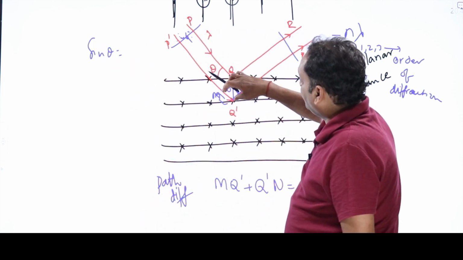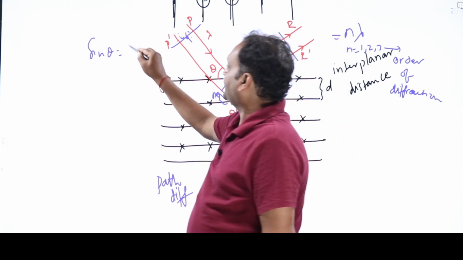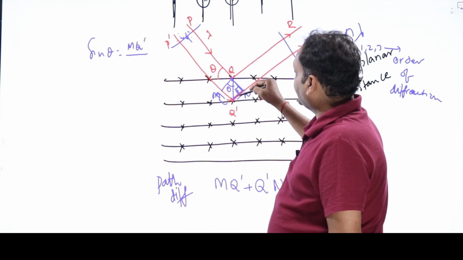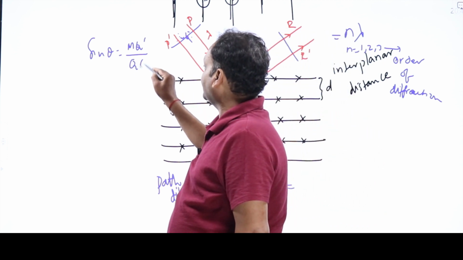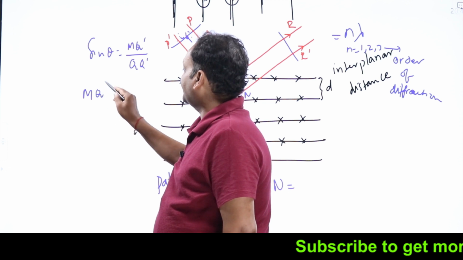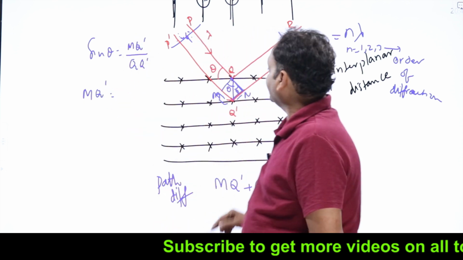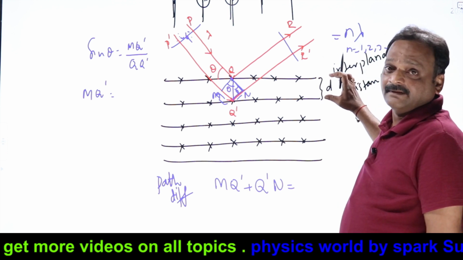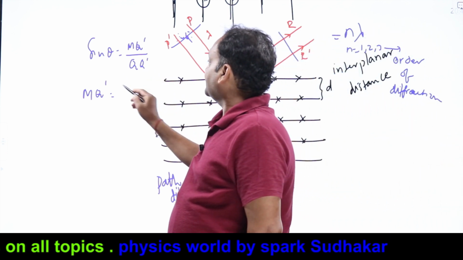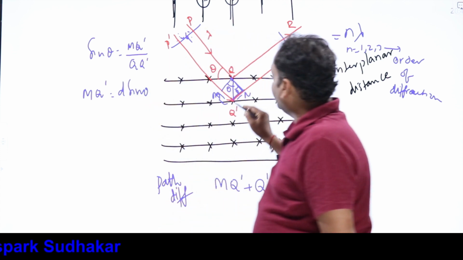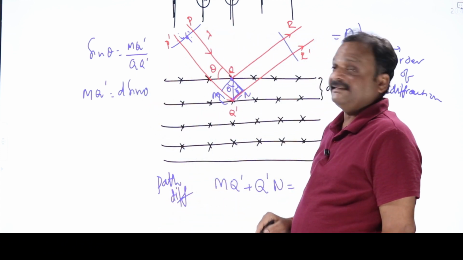Sin theta equals the opposite side over the hypotenuse, that is MQ dash by Q dash, where the hypotenuse is nothing but Q dash. So what is MQ dash equal to? MQ dash equals Q dash into sin theta. What is this Q dash? Q dash is nothing but our interplanar distance, isn't it? So Q dash is nothing but D, so this is D sin theta. So MQ dash is equal to D sin theta.